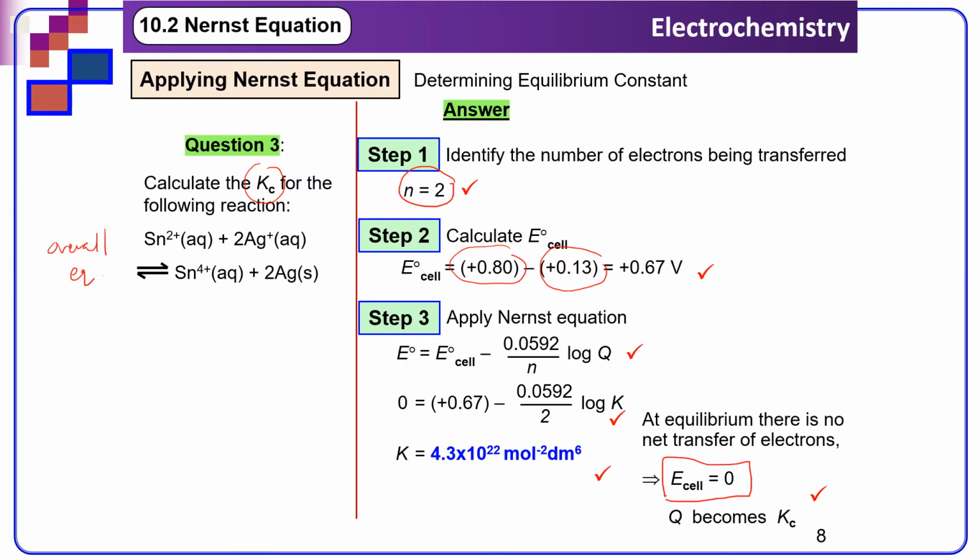Okay, so at equilibrium, Q becomes Kc. Q ni adalah reaction quotient, tapi pada keadaan equilibrium, dia dah mencapai keseimbangan, iaitu kita akan dapat dia punya equilibrium constant iaitu Kc. Jadi, kita kena ada statement ni. At equilibrium, there is no net transfer tu. Then, kita masukkan E cell dia yang bernilai kosong. Okay, masukkan dan finally you akan dapat nilai K.